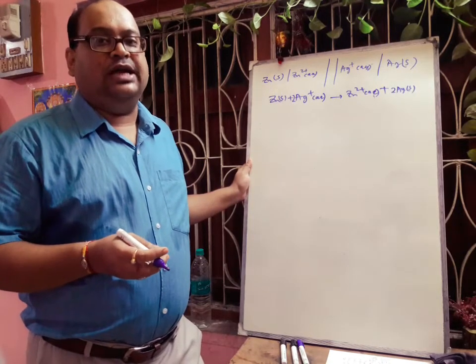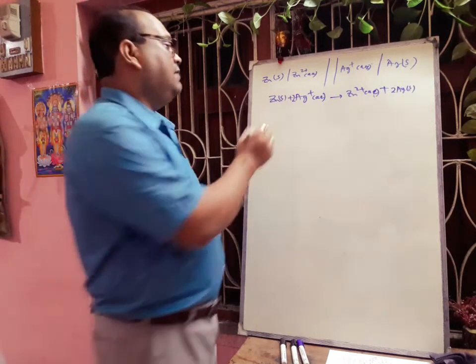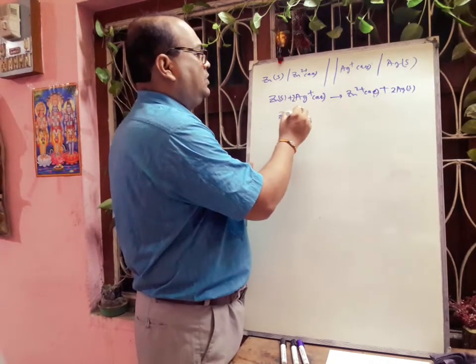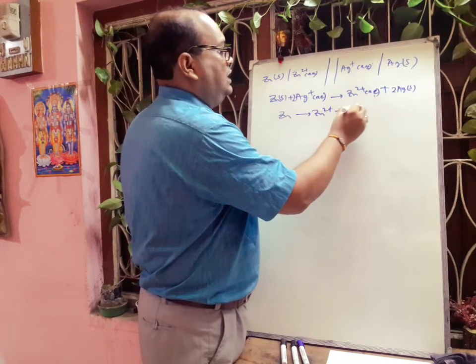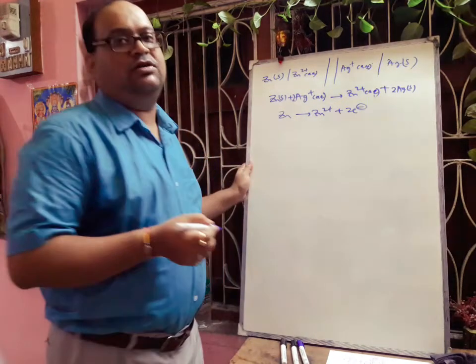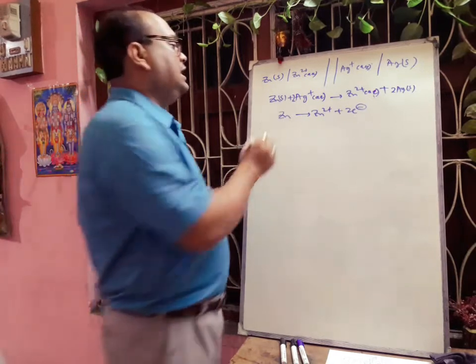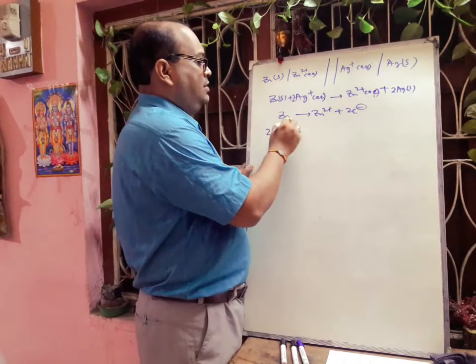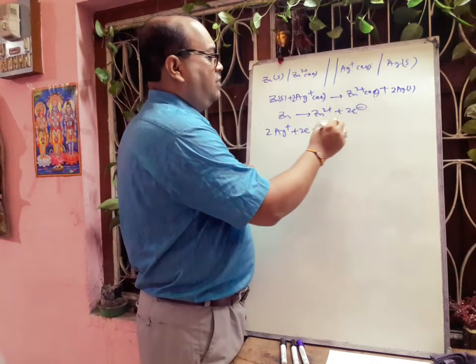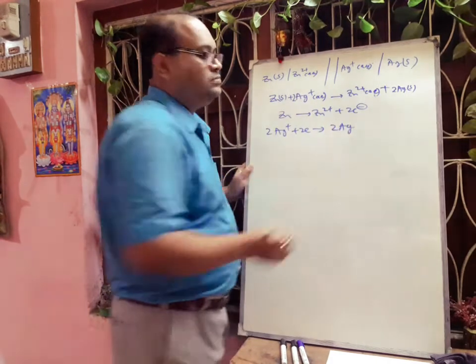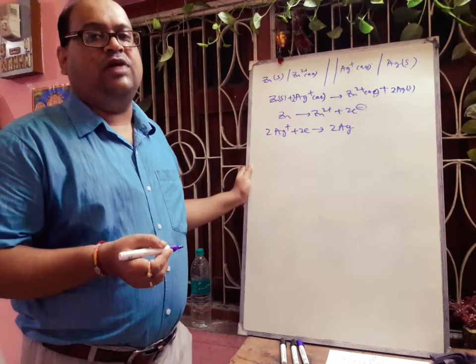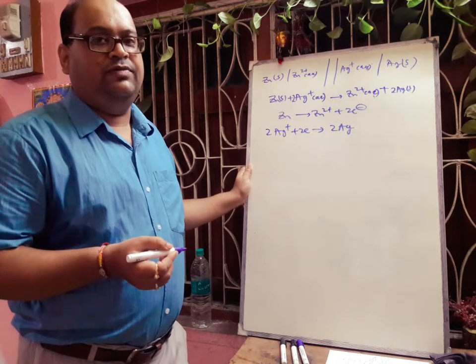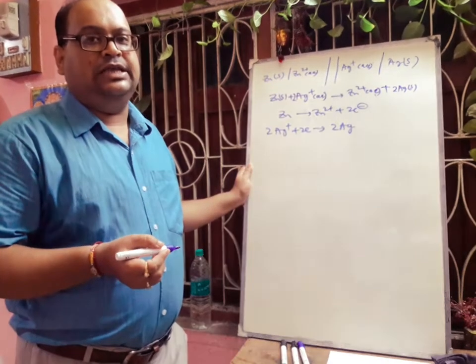Now we know the two half cell reactions. One half cell reaction is zinc forming Zn2+ plus 2 electrons. This is the oxidation half cell reaction. In the other, twice Ag+ accepting 2 electrons forming twice Ag solid. These are the two half cell reactions. Now, if we write the electrode potential of the two half cells, then we can easily understand.